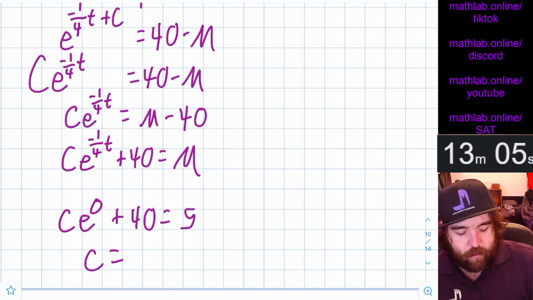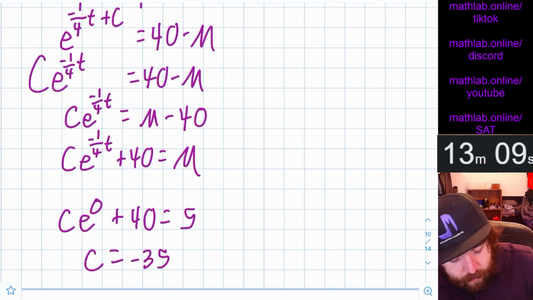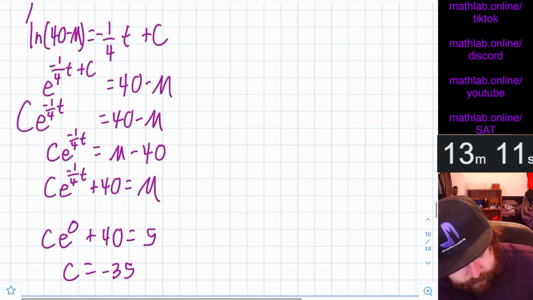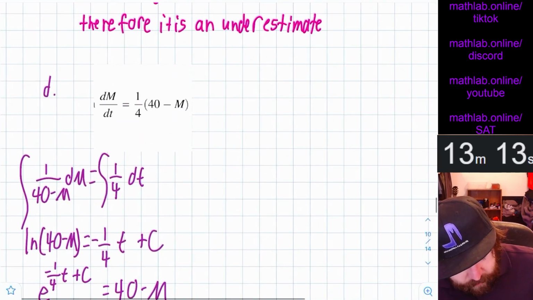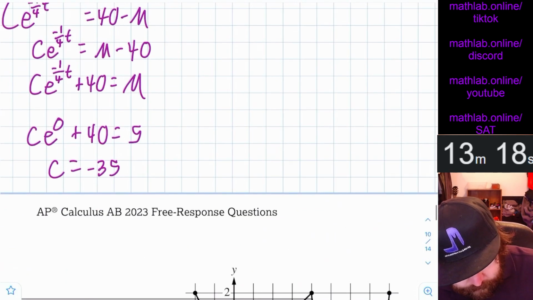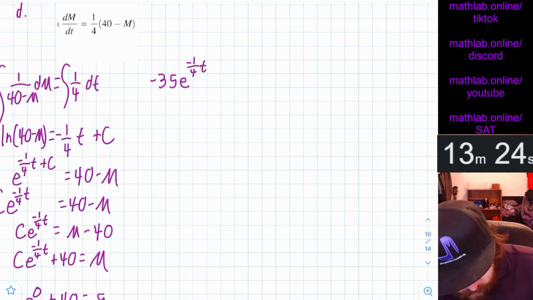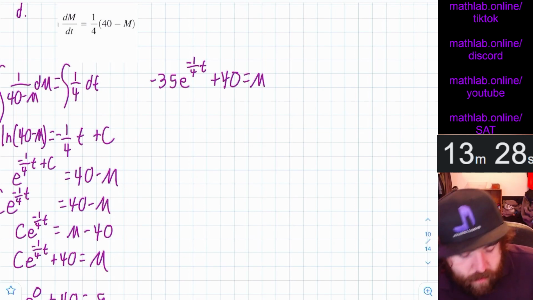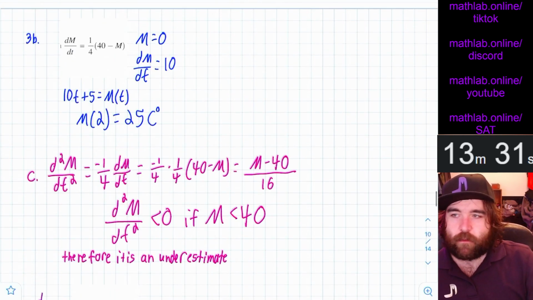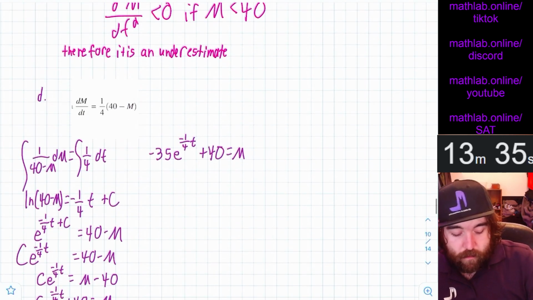e to the 0 is 1. So c is negative 35. So the actual equation is, let's come back up here for it, negative 35 e to the negative 1/4 t plus 40 equals m. That is the exact equation for this. Beautiful. There we go.